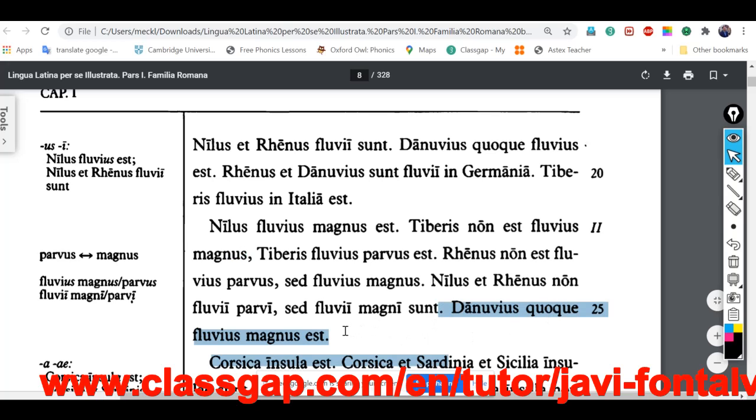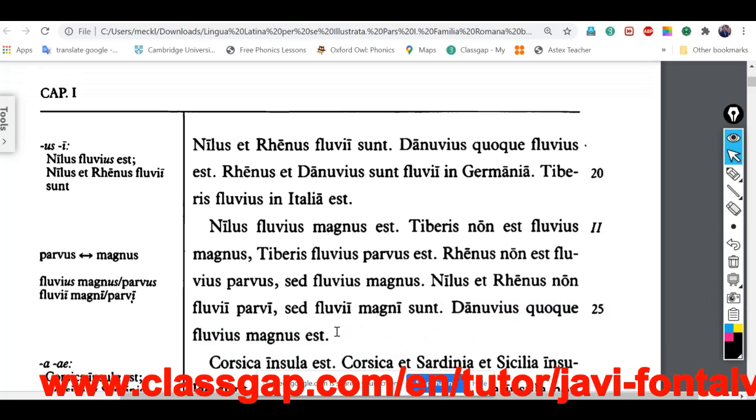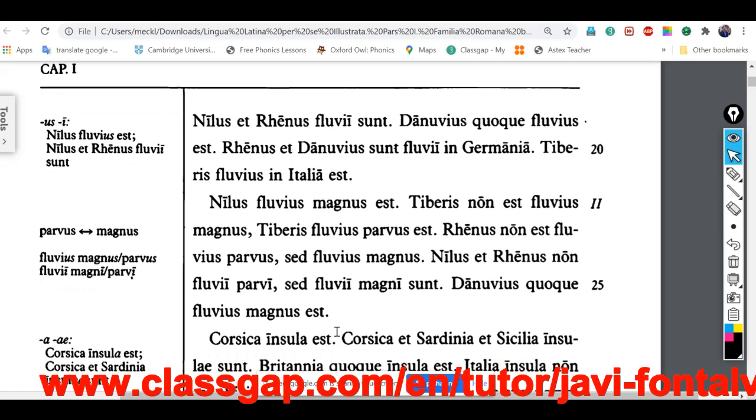Danubius quoque fluvius magnus est. El Danubio también es un río grande. Perfect. So as you can see, like in Spanish, French, Italian, there is agreement between the noun and the adjective. Right?